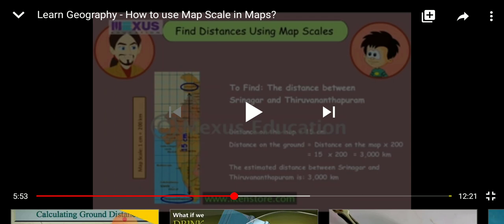So you have seen how to find the distance between two places on a map with the help of map scale. Now you can do this activity at home. In your atlas, there is a map of India, so you can take that, and most of the maps given in an atlas have a scale. So with that you can find the distance between two places, and this is your activity which you can do.